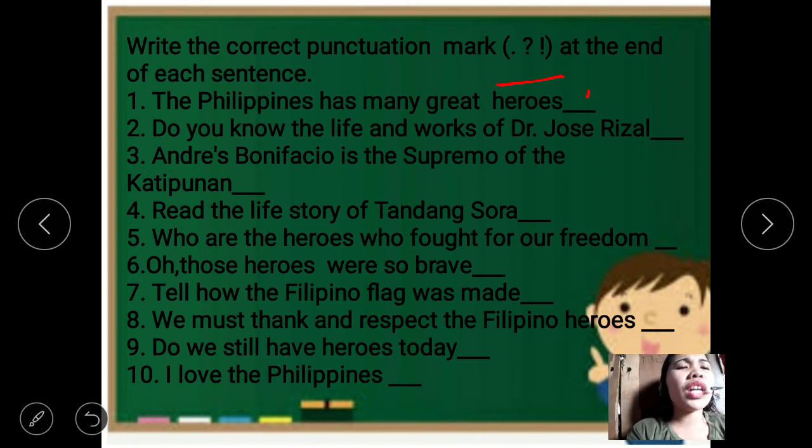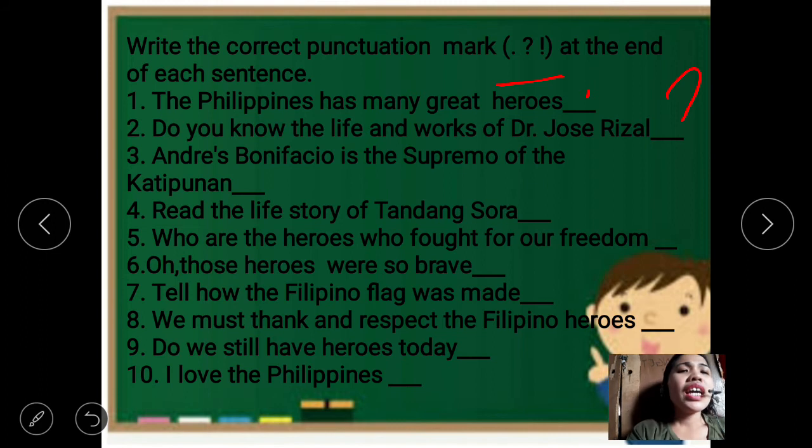Kasi nagkikwento lang siya. Sinasabi niya lang na tayo ay maraming mga bayani. So, period po yan, ha? Number 2, do you know the life and works of Dr. Jose Rizal? Okay, so nagtatanong ka. So, nag-ask ka ng question. So, of course, that is a question mark.